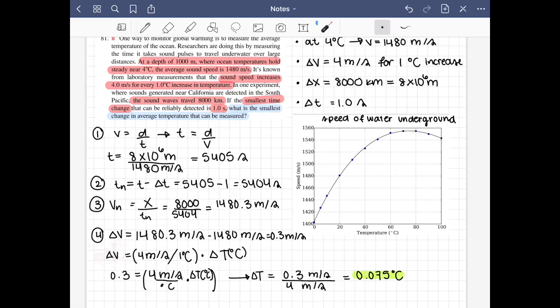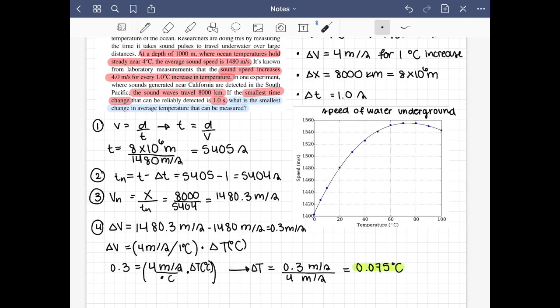But we already have what the change in velocity is. We just got that it is 0.3 meters per second. So with this equation that we derived, we can solve for the change in temperature. So the change in temperature is equal to 0.3 meters per second divided by 4 meters per second per degree Celsius, and that is going to give us that the change in temperature was 0.075 degrees Celsius.